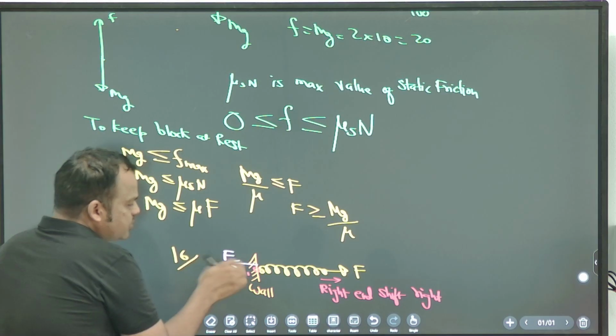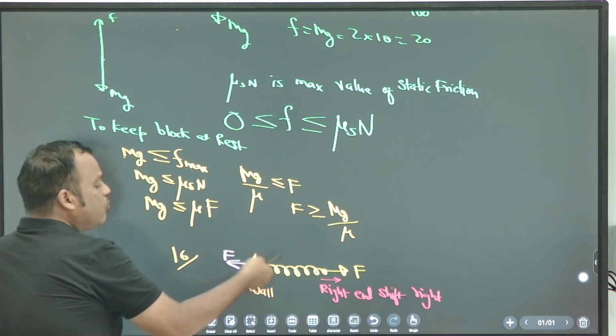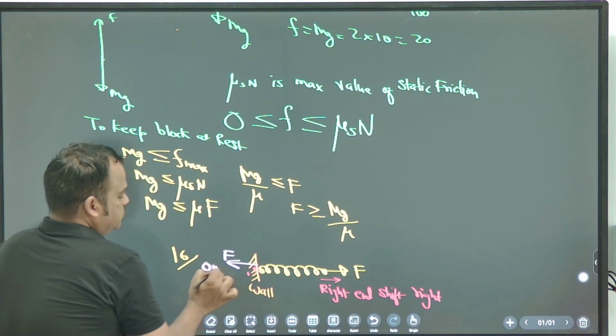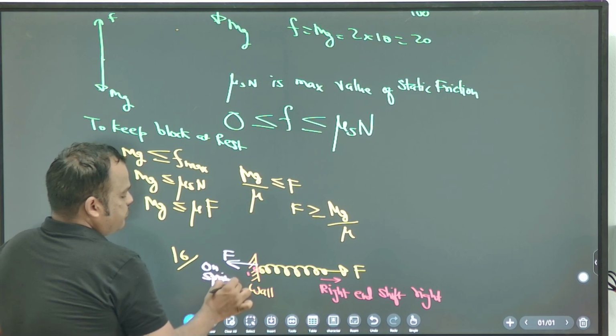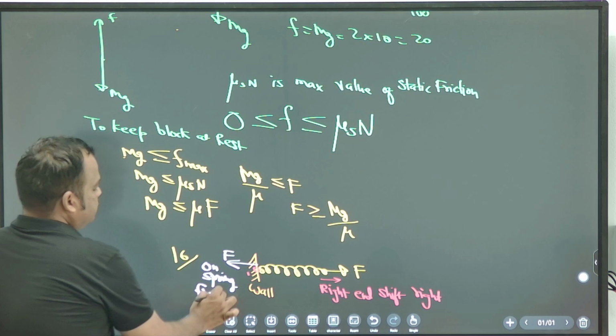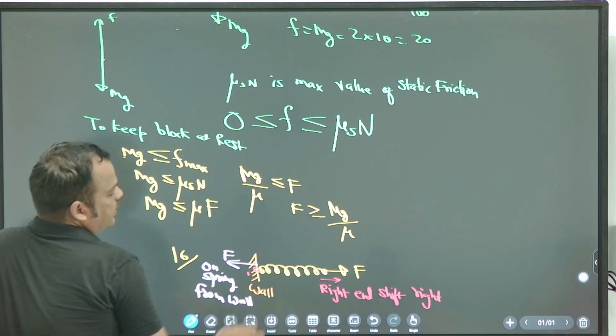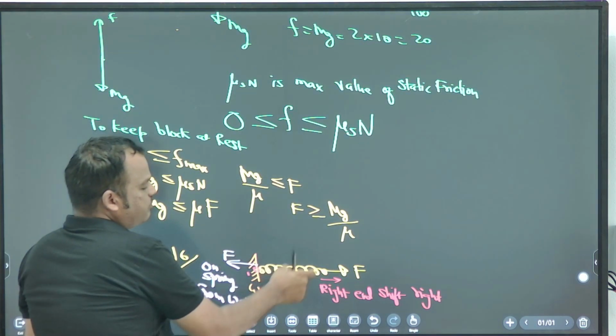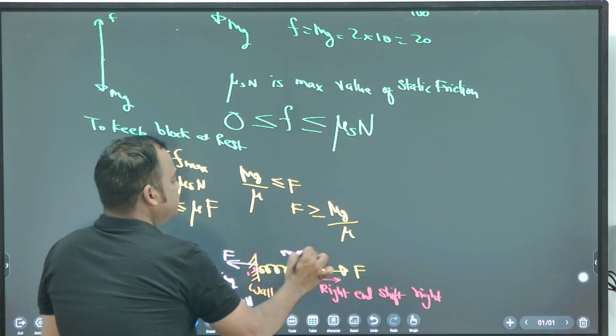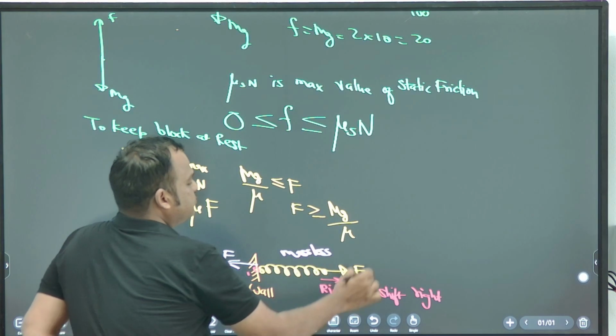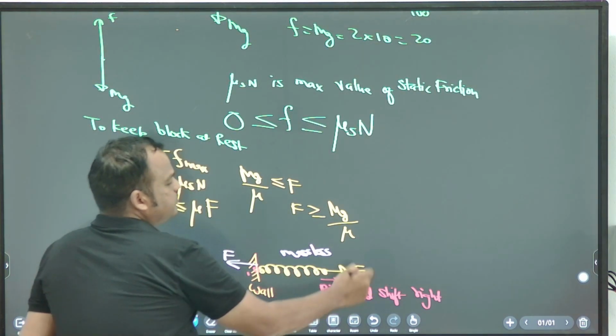So, this is the force on spring from wall. This is the force on spring from wall, okay. And what is the mass of spring? It is massless, right? Spring is massless. So, net force is 0.